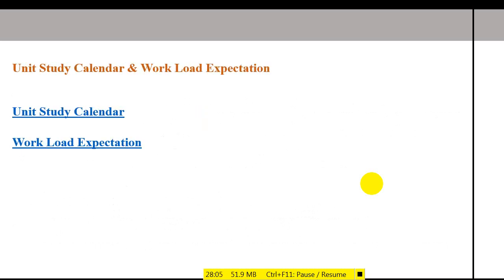Now the unit study calendar and the workload expectation will be shared by the year coordinator, and the unit study calendar I have already uploaded on the course web. The enrollment key is the module code CE2011, so it's capital C, capital E, 2011. If you go to courseweb, you can enroll using that module key.